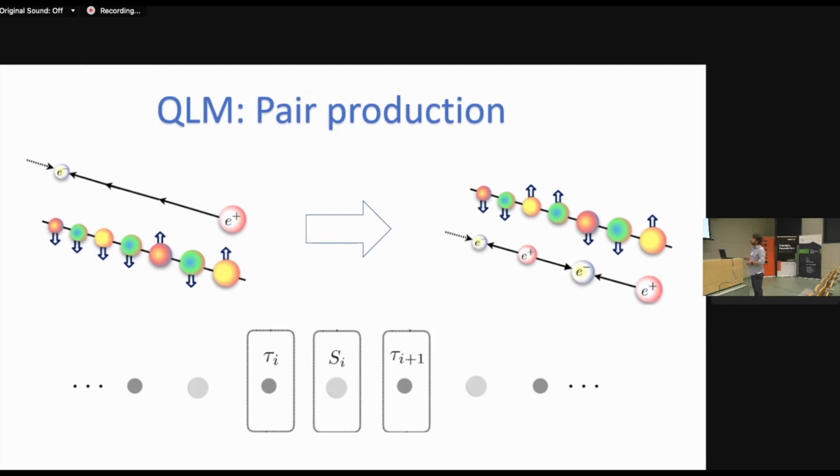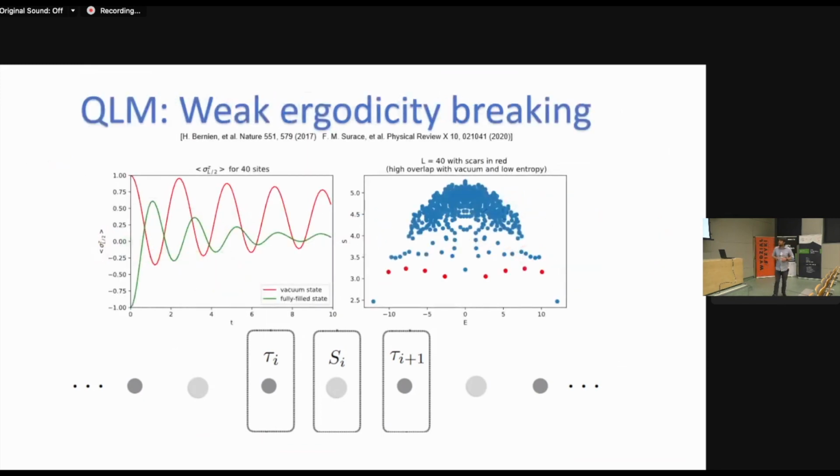There is another very interesting phenomenon in these lattice gauge theories in the quantum link model, namely weak ergodicity breaking. You find that there are certain states which do not thermalize, or thermalize only very slowly, so-called quantum many-body scar states. This is shown here. A generic quantum state like the green one would thermalize very fast, and if you look at the time evolution of some observables, these quantum scar states have long time oscillations. And then there is, of course, the question: how can we find quantum many-body scar states in the spectrum of the system?